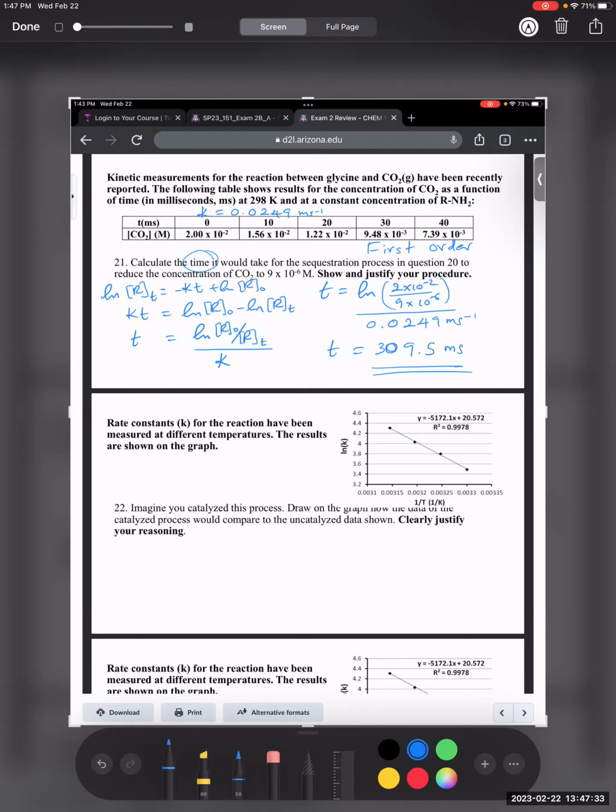Now, let's move on to the next question. Imagine you catalyze this process. Draw on the graph how the data on the catalyzed process would compare to the uncatalyzed data shown. Clearly justify your reasoning. Okay, so draw on the graph. I don't think this is the graph they intended to have, but anyway.